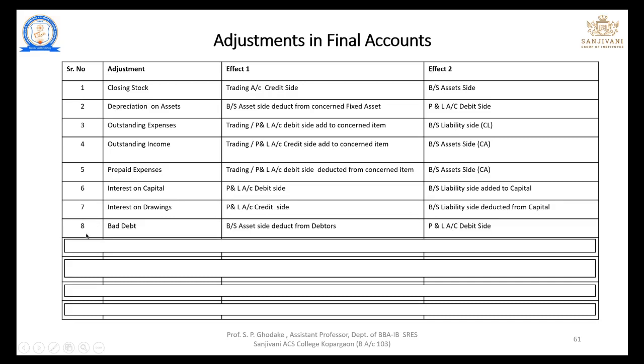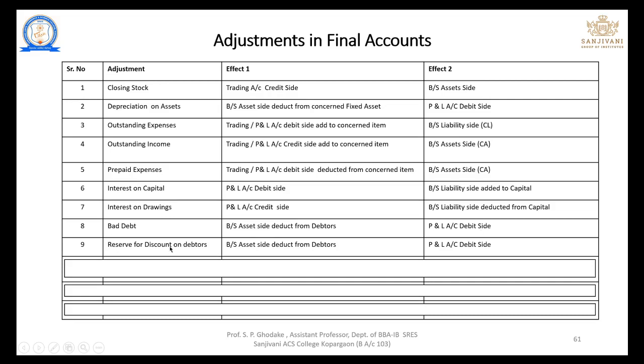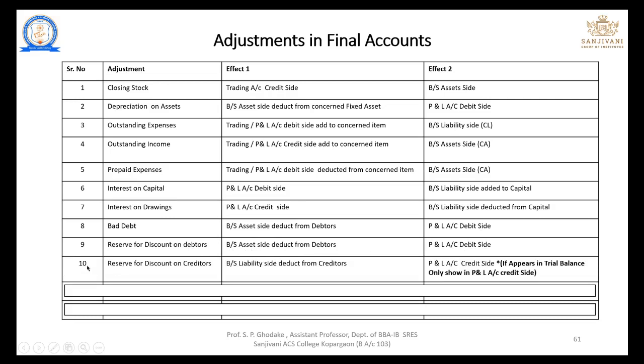Then next we have the bad debt. On balance sheet asset side, deduct from debtors, and profit and loss account debit side. Then we have reserve for discount on debtors: same, balance sheet asset side deduct from debtors and profit and loss account debit side. Then we have next, reserve for discount on creditors.